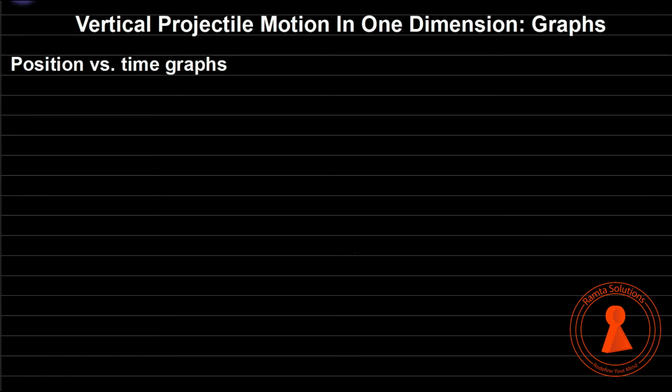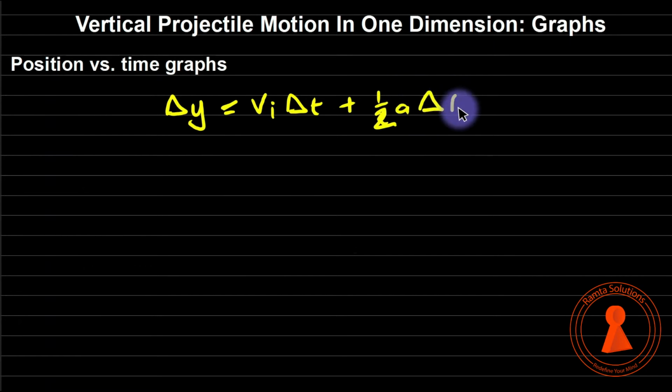Let me write it in this color. Delta y equals vi delta t plus half a delta t squared. Remember I said these are vector quantities, so it's okay to have something like this. I also said that this represents a parabola.